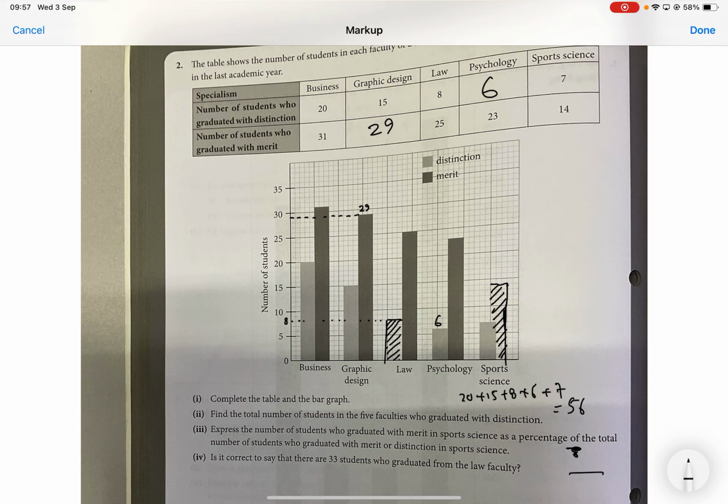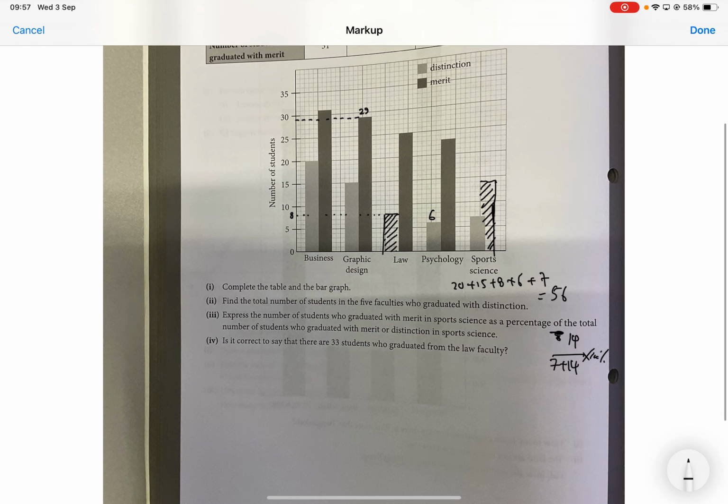Then sports science, merit plus distinction, so 7 plus 14. Because of this line, the total number of students, so it must be total of 7 and 14. Then number of students who graduated with merit in sports science. So they are talking about this 14. So 14 over the total times 100% to change it to percentage.